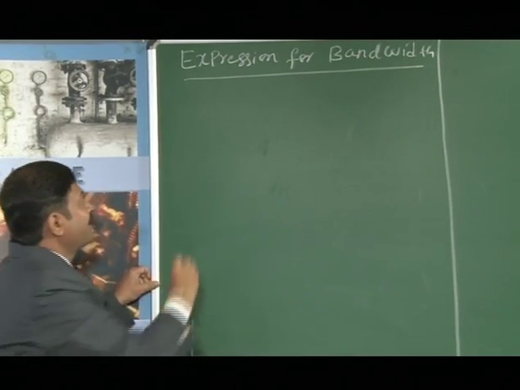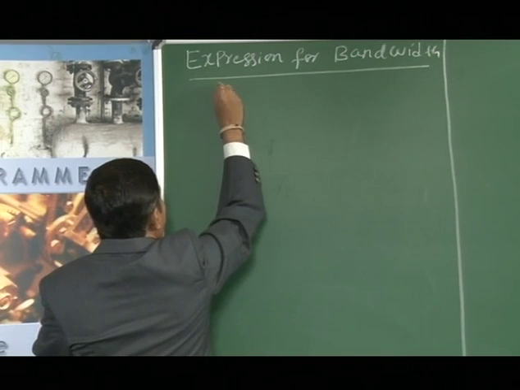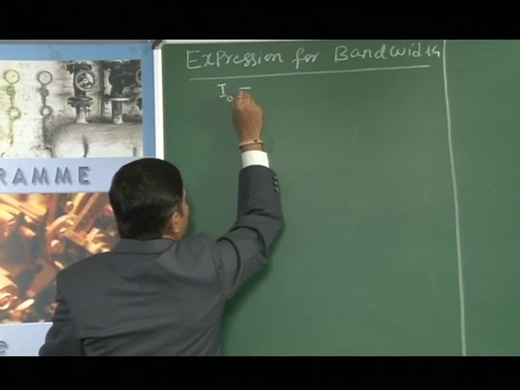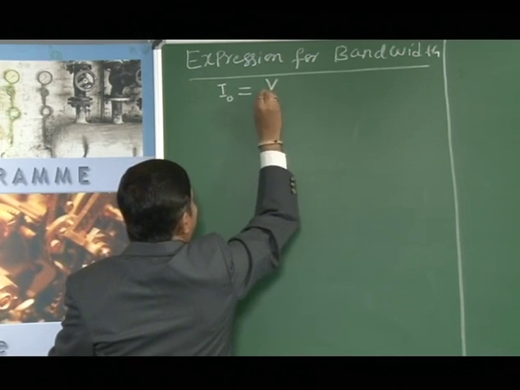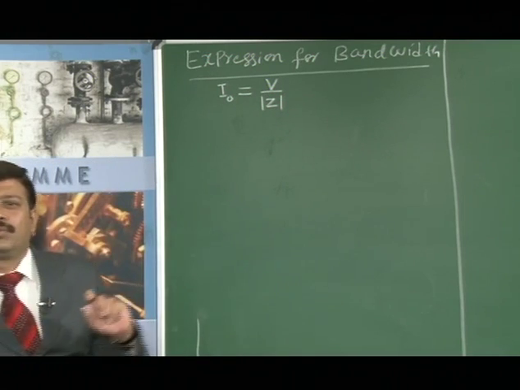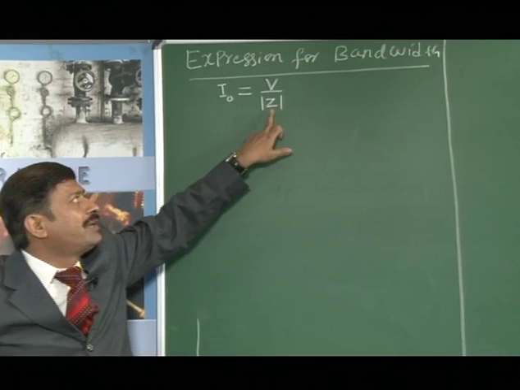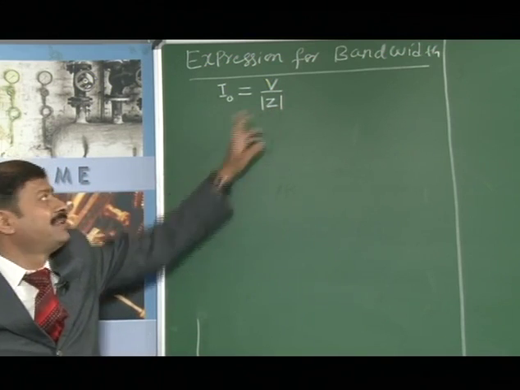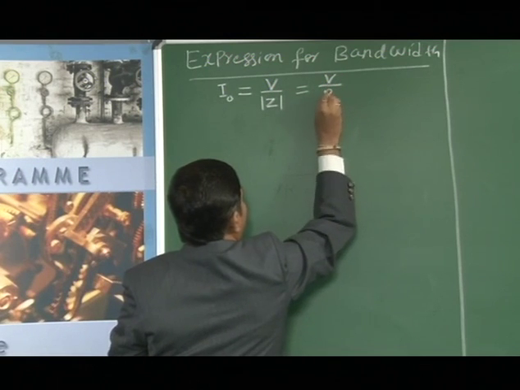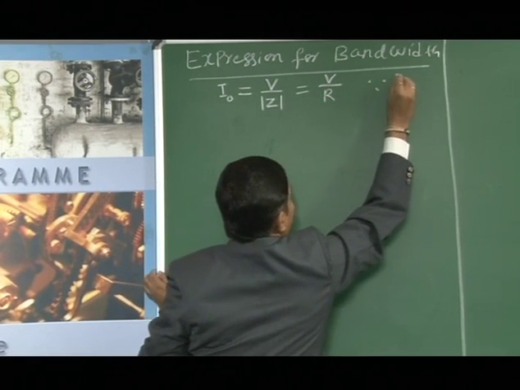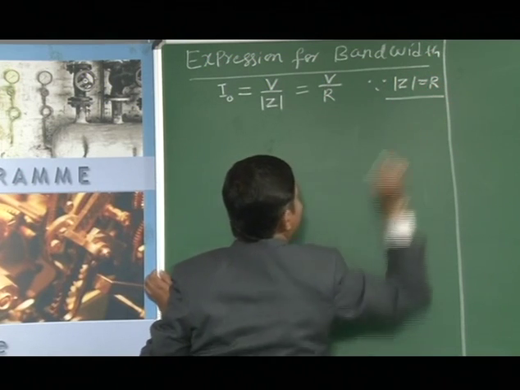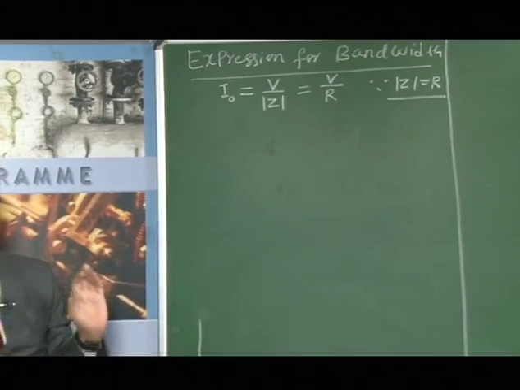So, we know that maximum current, I will call it I naught, is equal to V by magnitude of Z, applied voltage divided by impedance. It is also equal to V by R, because Z is equal to R under resonance condition.